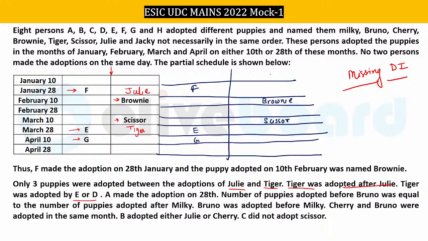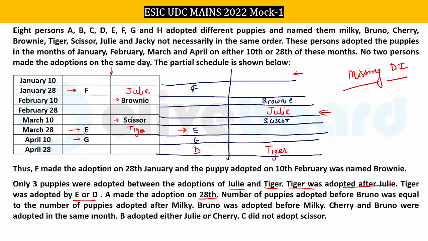Similarly, where else can we have your Tiger and Julie? So we can also have here, that is this. Then we have 1, 2, 3. No, that's not a possibility. Can we take this place here? Yes, you can see that we can have Julie here. If we take Julie here, so 1, 2, 3, this will be your Tiger. And if Tiger is here, Tiger was adopted by either E or D. So E is already here on March 28. That means this will be your D. Okay. Now after that it is given A made the adoption on 28th. So if we talk about the first case, you can see that F is there on January 28th.